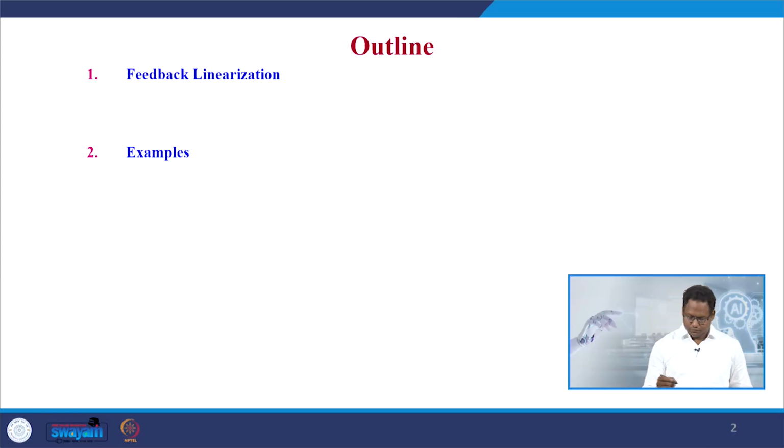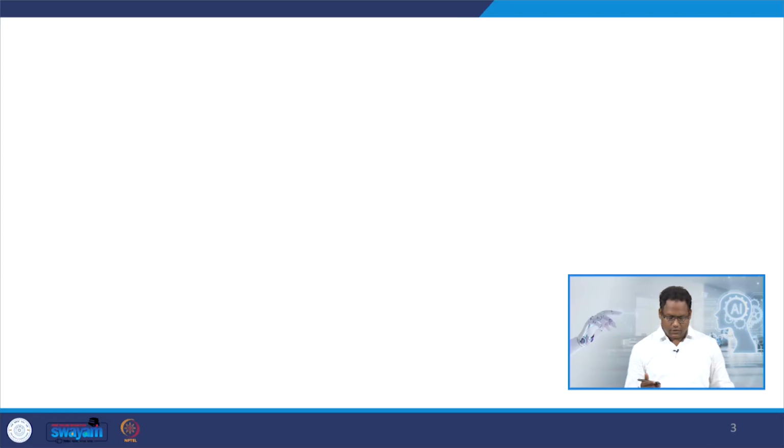Good morning everyone. Today we are going to see about feedback linearization of robotic manipulators. The organization of this lecture will be as follows. First we see the feedback linearization approach and then we apply that to robot manipulators, both for kinematics based control as well as dynamics based control. Let us start.